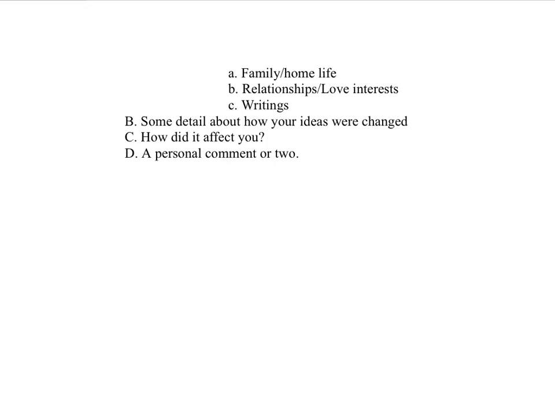And now we have the remaining half of the conclusion, which is the recap, her family home life, relationship, writings, what you thought of those, some of the details of how your ideas changed or how it affected you, and then a personal comment or two about how you changed your idea in the research. That's how you do an outline. So you can reference this session to get some better information.